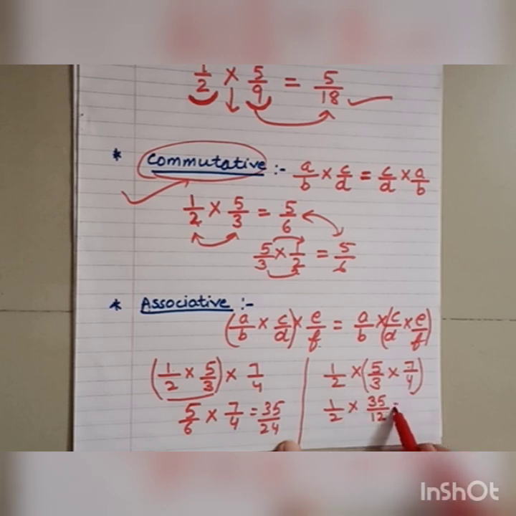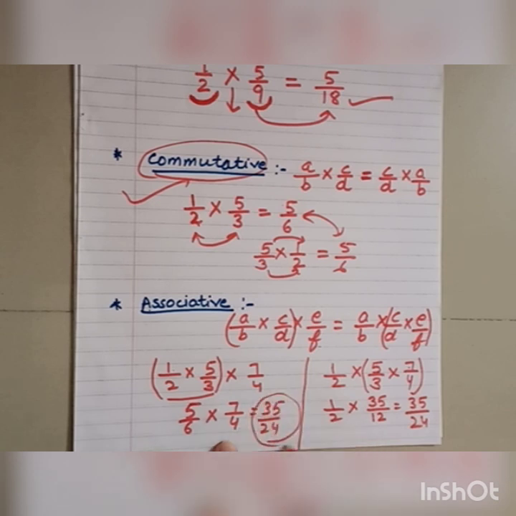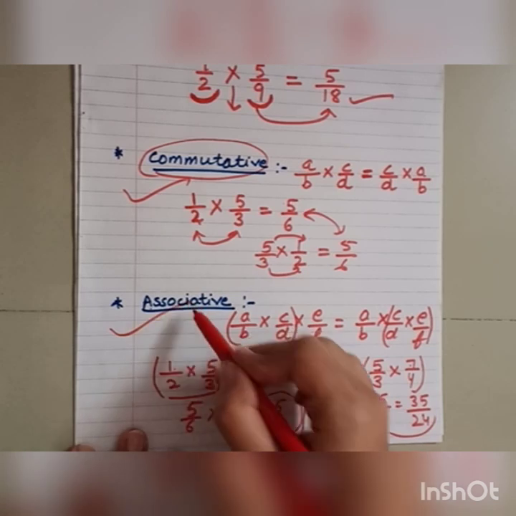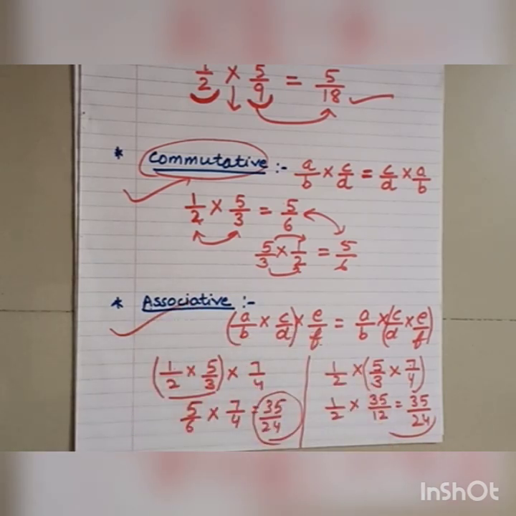1 into 35 is 35, 12 times 2 is 24. We get our answer the same. Left hand side is equal to right hand side. So the associative property is also satisfied under multiplication.